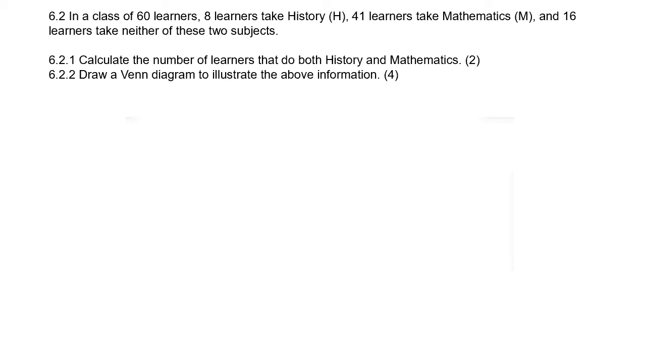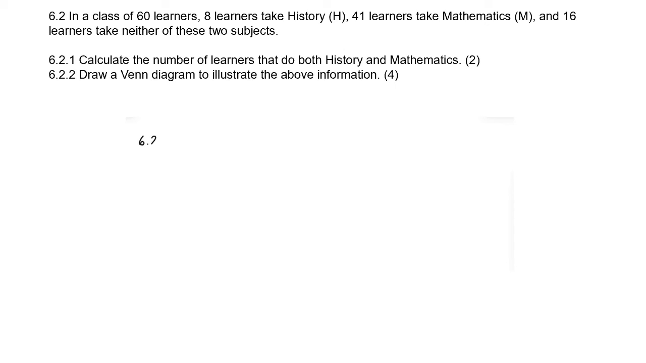Let's take a look at question 6.2 from the 2023 November Gauteng paper. In a class of 60 learners, 8 learners take history, 41 learners take mathematics, and 16 learners take neither of these two subjects. 6.2.1, calculate the number of learners that do both history and mathematics.